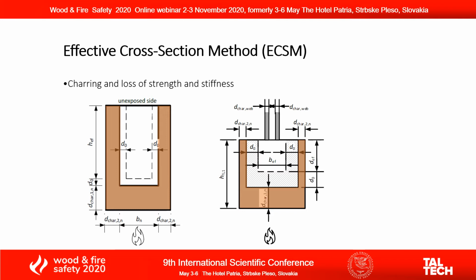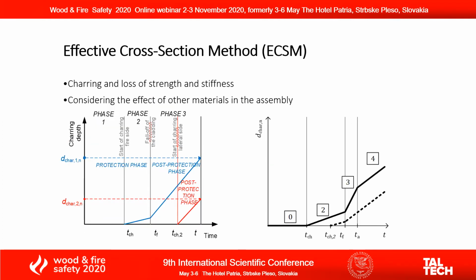In the effective cross-section method, the loss of strength and stiffness is considered by an additional fictive charring depth, called the zero strength layer. The effective cross-section obtained from the method has a similar shape to the initial and the same strength as at ambient temperature. This principle makes the method easy to use also in hand calculations. The effect of different materials is considered by using charring factors, which alter the charring rate.